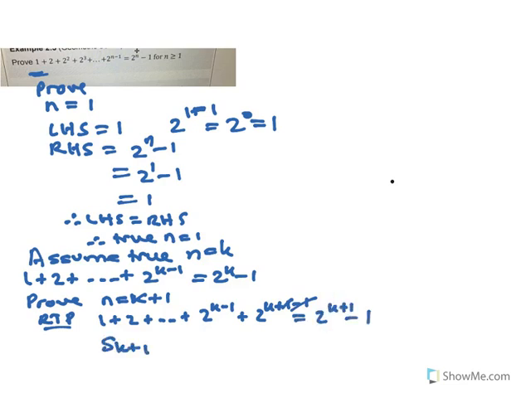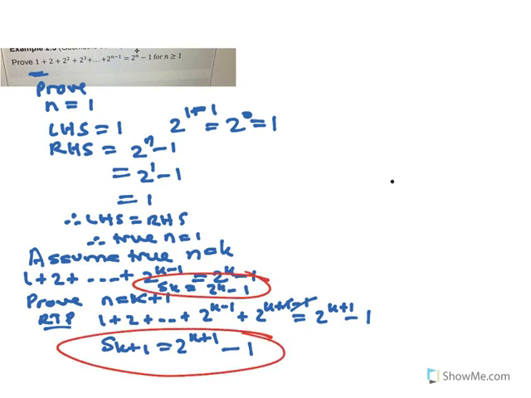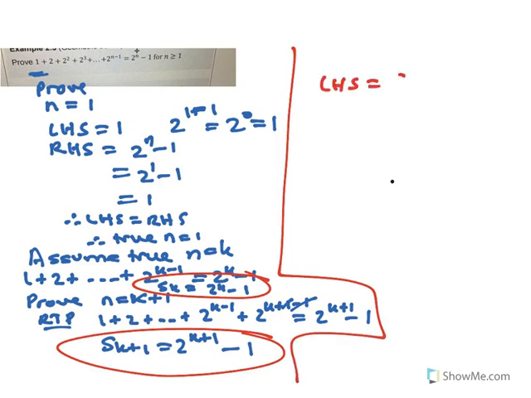So that sum to k plus 1 is 2 to the k plus 1 minus 1. And the sum to k is 2 to the k minus 1. That's that, and that's what we're required to prove. Okay, so if we look at the left-hand side, we have the sum to k plus 1. We can break that up into the sum to k plus t(k plus 1).